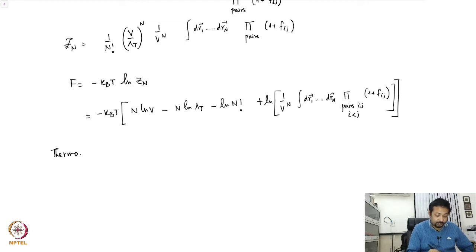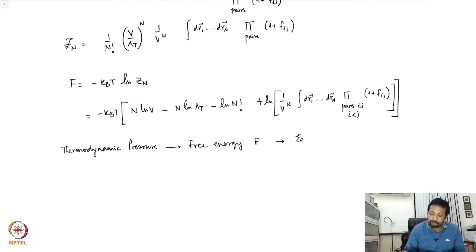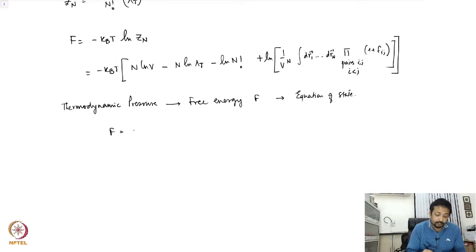Thermodynamic pressure. Our first interest is to calculate the thermodynamic pressure from the free energy F, because this gives me the equation of state, and that is what I am after. I know the relation is minus del F del V, temperature held constant. So let's do that. The overall minus contained in the free energy makes it a plus.